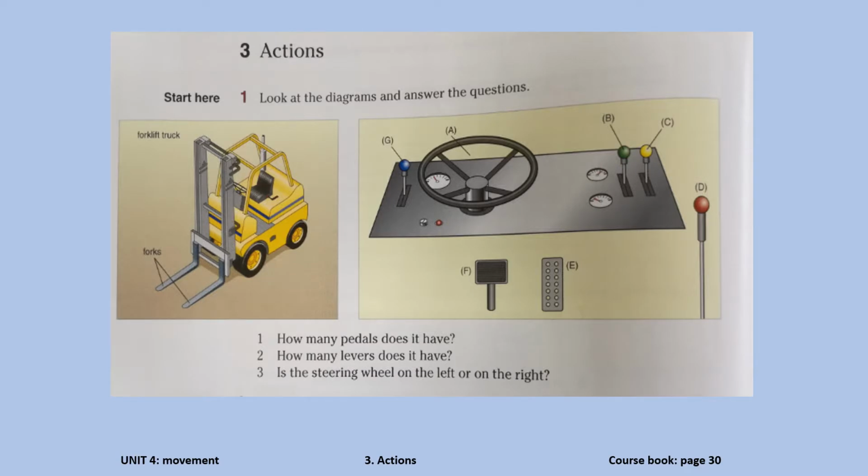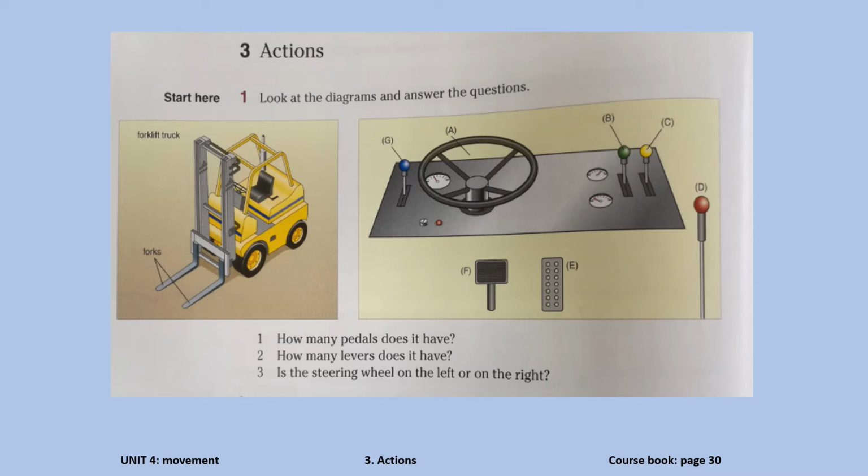Okay, now let's start our lesson. Let's look at page 30, exercise 1. Look at the diagrams and answer the questions. What can you see on the picture on the left? Very good, it's a forklift truck. And on the right, we see a part inside this forklift truck. Please look at the pictures very carefully.